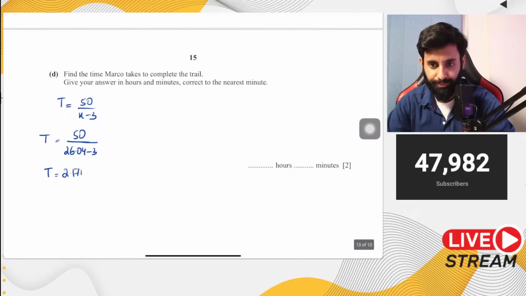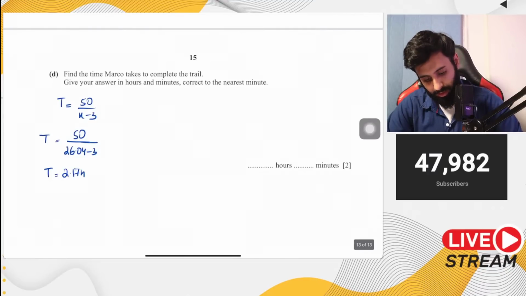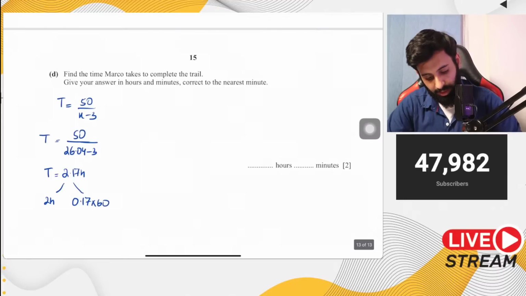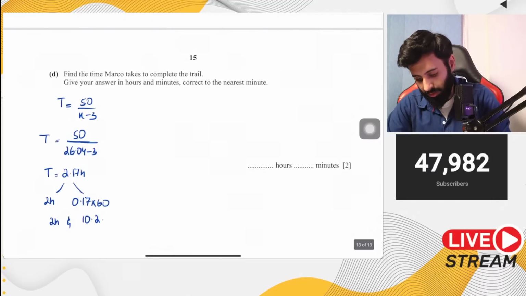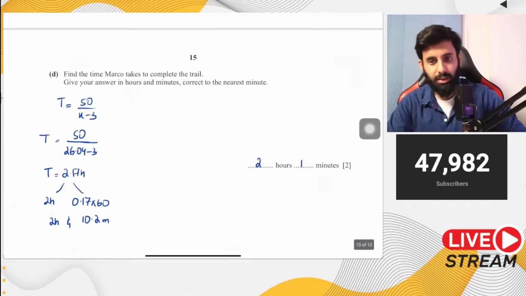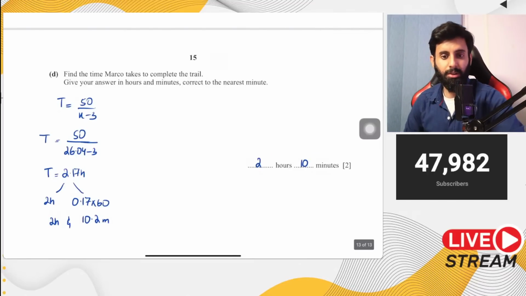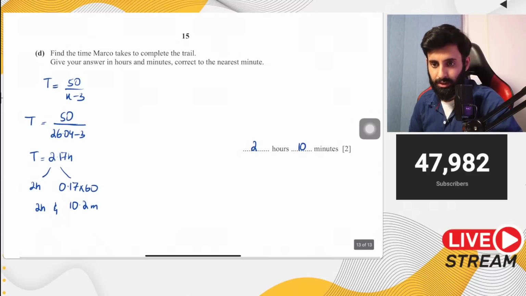Again, remember that you need to give your answer correct to the nearest minute. So इसमें से separate the 2 hours and you have 0.17 which you need to convert into minutes. So you can do that by multiplying by 60. So you get 10.2 something, 2 hours and 10.2 minutes. So that means 2 hours and 10 minutes is the final answer. ठीक है? So there you go. That's it. That's your answer.